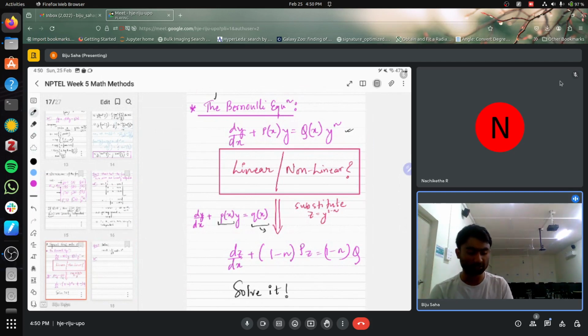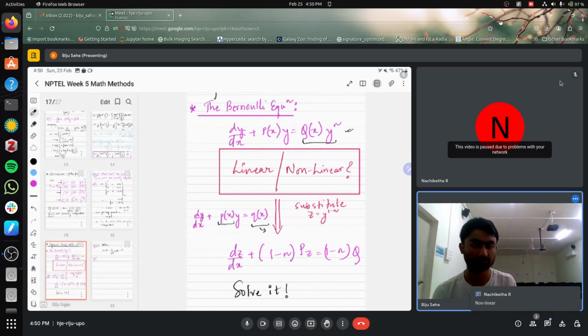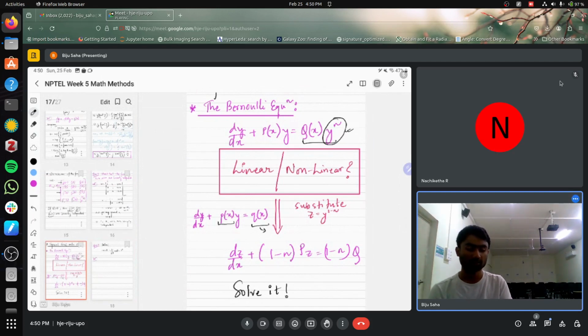So what do you think, is this particular equation linear or non-linear? The difference is on the right hand side. I am pointing it out for you. What do you think, the Bernoulli equation, is it linear or non-linear? Yeah, it's absolutely correct. So this is non-linear, because there is a term called y raised to the power n. That is what makes the difference. So it's a non-linear first order ordinary differential equation.